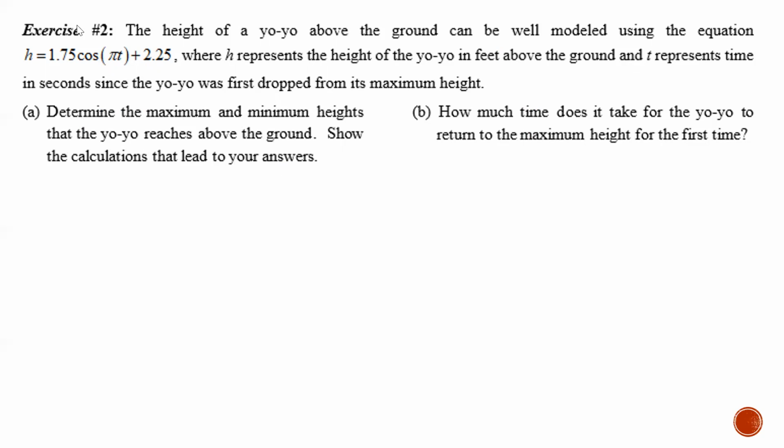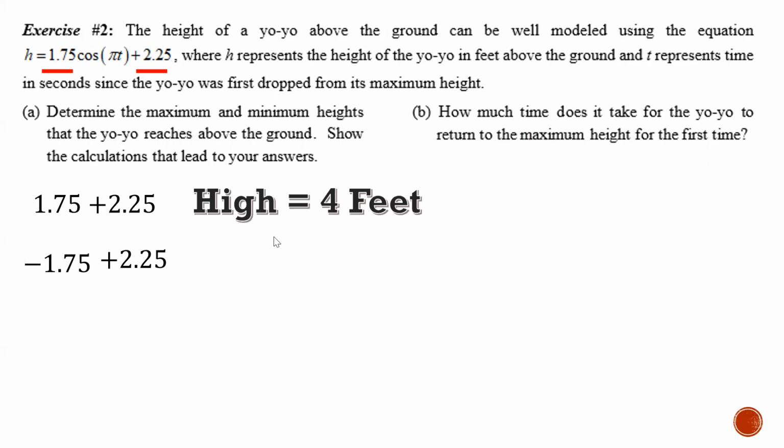So again, we know that our amplitude is 1.75. The original height would be 1.75 minus, and then a negative, but then we have to add 2.25 to that. So that means our high is 4 feet, our low is 0.5 feet. Okay.